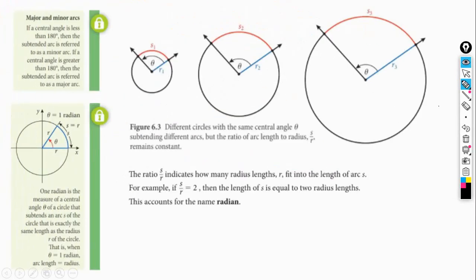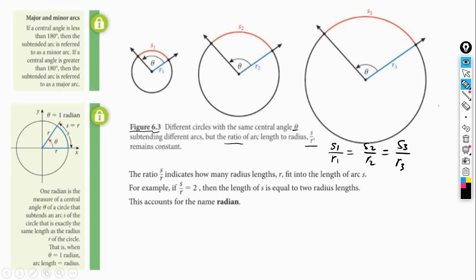In the next slide, you're going to find figure 6.3, where you have different circles with the same central angle theta, subtending different arcs, but the ratio of the arc length to the radius, S over R, remains constant. In other words, if we take the first circle, the first arc over the first radius is going to equal the second arc over the second radius, and this is equal to the third arc over the third radius. Now, obviously, the reciprocals would also be true.